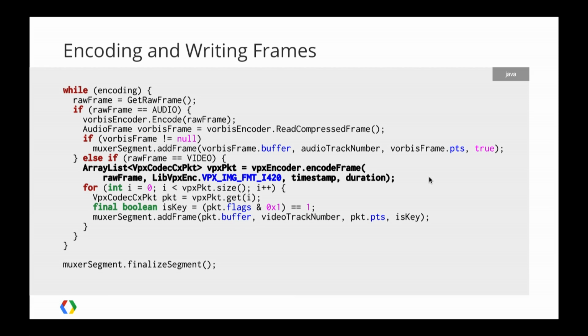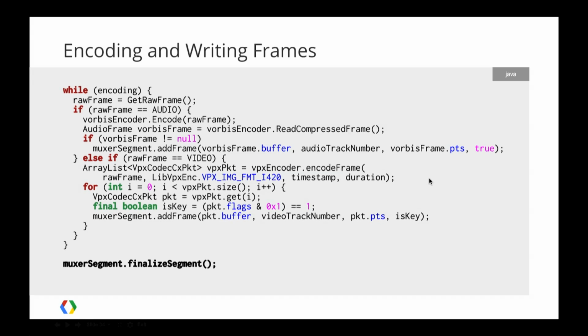The libvpx encode frame returns an array of encoded packets. This is because the libvpx encoder can create what we call an alt-ref frame, which is basically a frame that must be decoded in order but not shown. We loop through the array of encoded packets. The only real difference at the end, we check to see if the libvpx packet is a keyframe, and then we pass that.